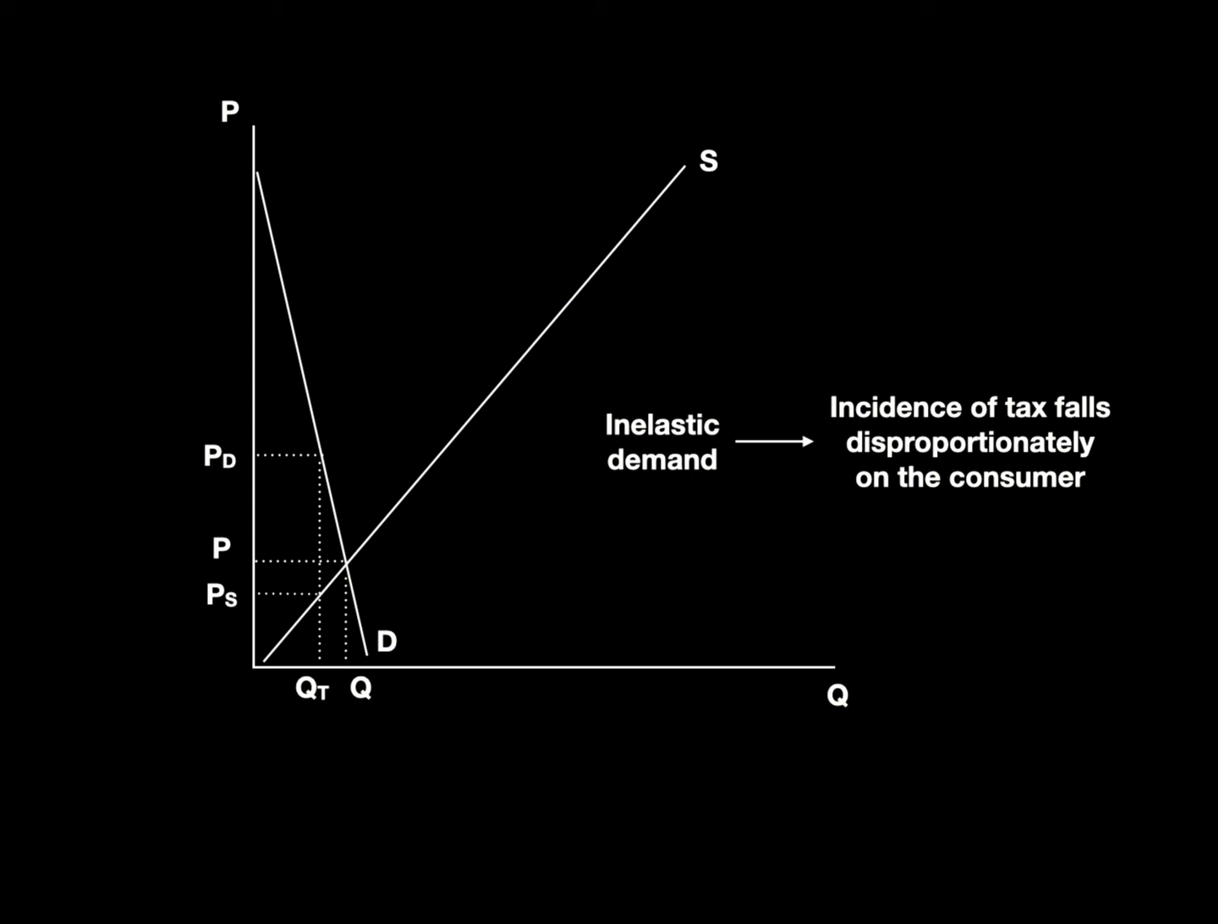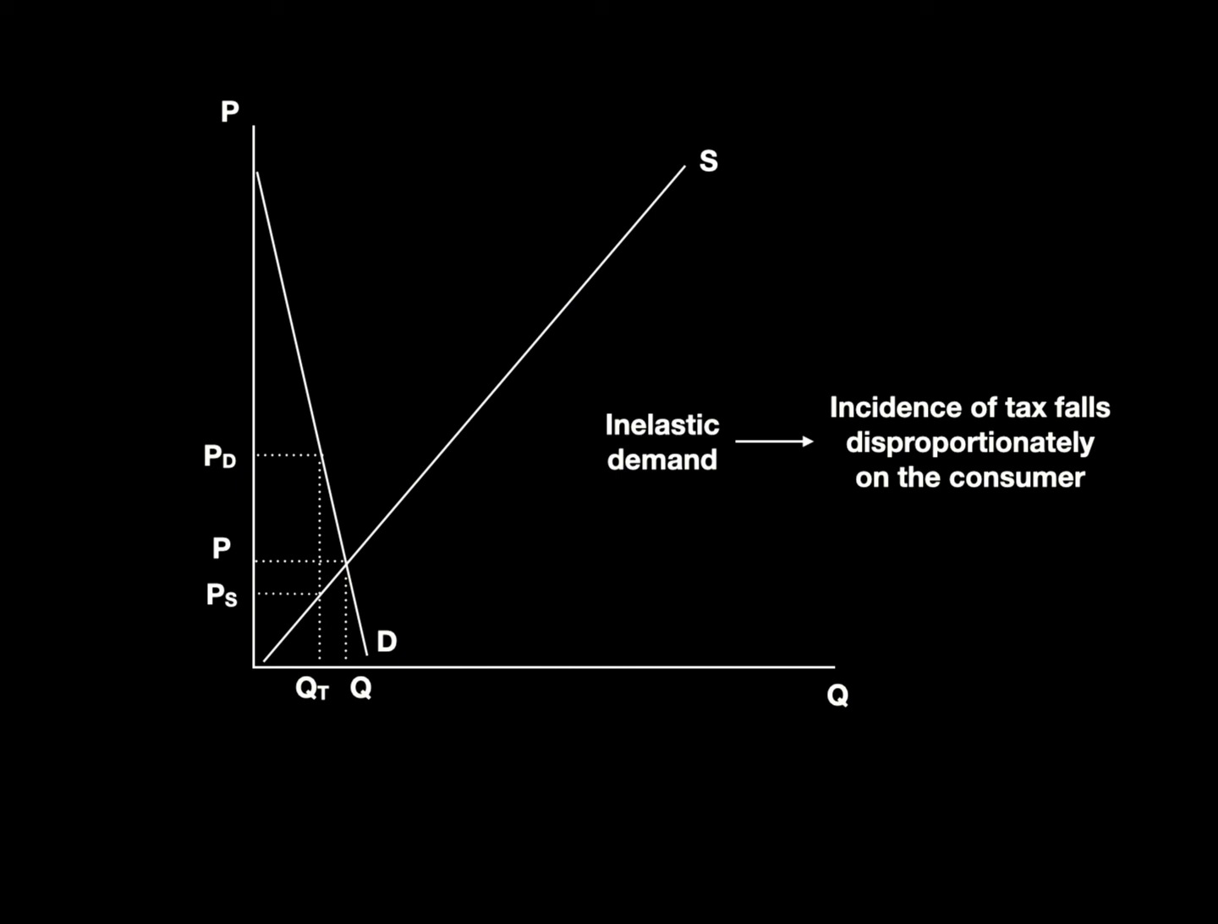You're probably thinking, yeah, most of the tax is going to fall on consumers because consumers of insulin have to buy insulin. They really don't have much of a choice, or in other words, they're not very price sensitive. This means that demand is relatively inelastic. This graph shows a situation where demand is relatively inelastic. When we place our tax wedge in the graph, the price that consumers pay increases more than the price producers receive decreases. So when demand is inelastic, the incidence of tax falls disproportionately on the consumer.